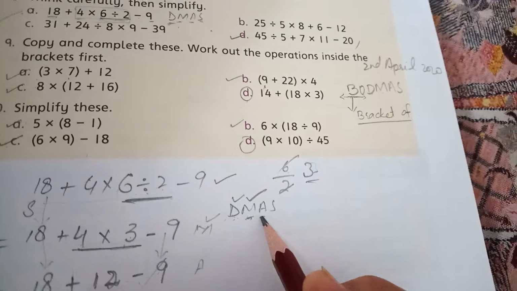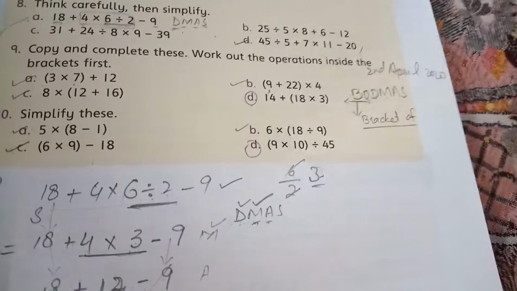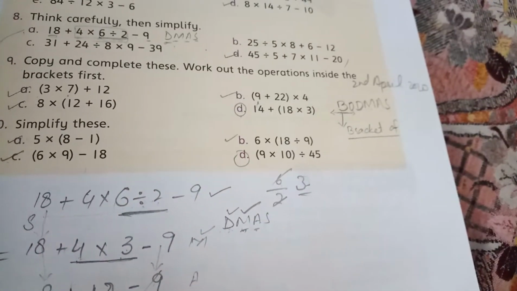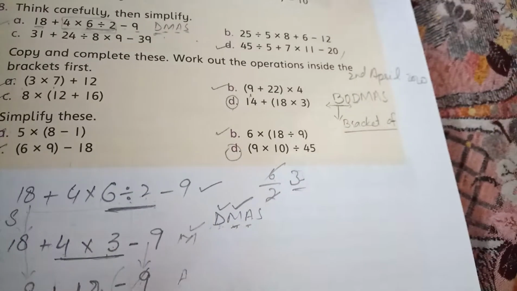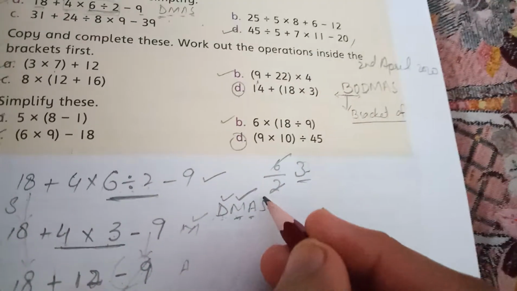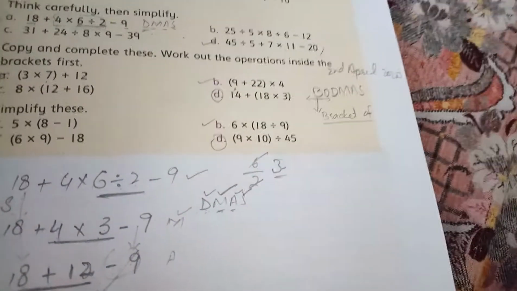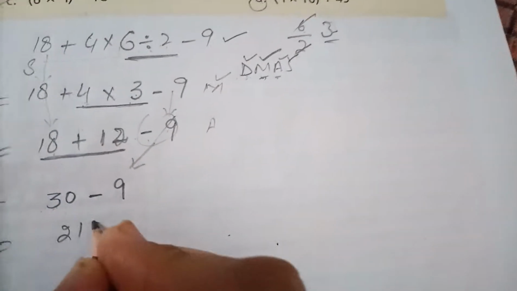Now see, is there any addition? Yes, there is addition. So we will add these two values up, like 18 plus 12, that is 30. So minus 9 will come down as it is. Now at the last there is the subtraction, so we will subtract these two values. 30 minus 9 will be 21, and that is the answer. In the same way you have to perform the same operations on the other questions.